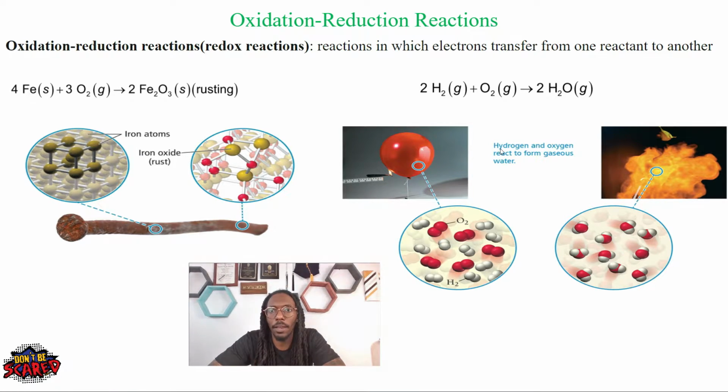Another example is this combustion reaction, when we react hydrogen and oxygen together. A transfer of electrons is taking place even here. So a lot of reactions you've already been exposed to are redox reactions. It's just a transfer of electrons. Anytime electrons are transferring, we have a redox reaction.